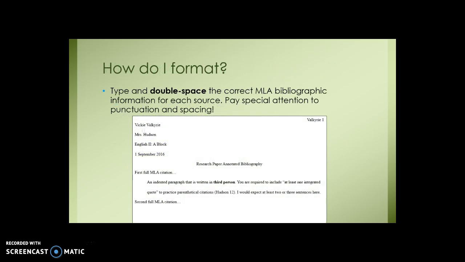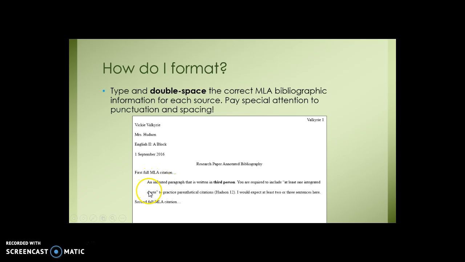As far as the formatting, remember that it will be typed and double-spaced. You'll have the correct MLA citation for each source, and you really want to pay attention to punctuation and spacing. And so I'm going to draw your attention to this example. So notice that you have the title here centered. You have your first full MLA citation. Please remember, girls, that the second line of your citation is always indented.